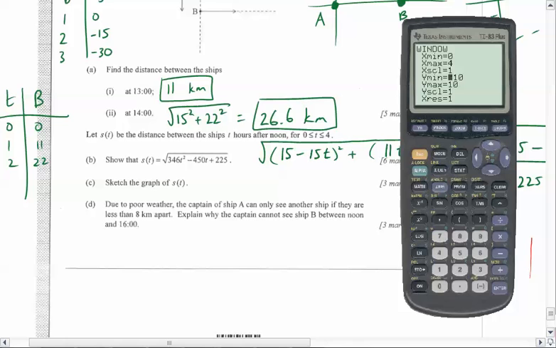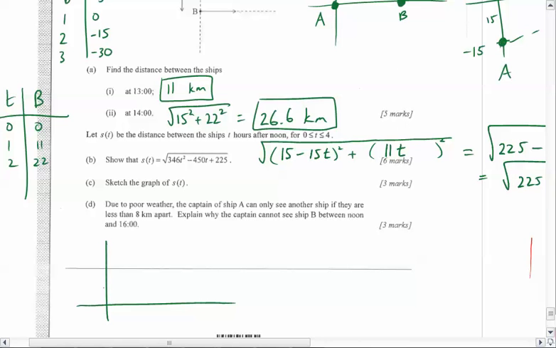I already know the distance at 2 o'clock is 26 kilometers. So I know that I need to go at least up to 26. Maybe I'll go up to 50 and see what it looks like. Ah, it looks like it fits pretty well. Technically, I should probably go a little bit higher so that I can see at least where it is when x is 4. There we go. So it starts somewhere, goes down a bit, and then comes up again from 0 to 4.